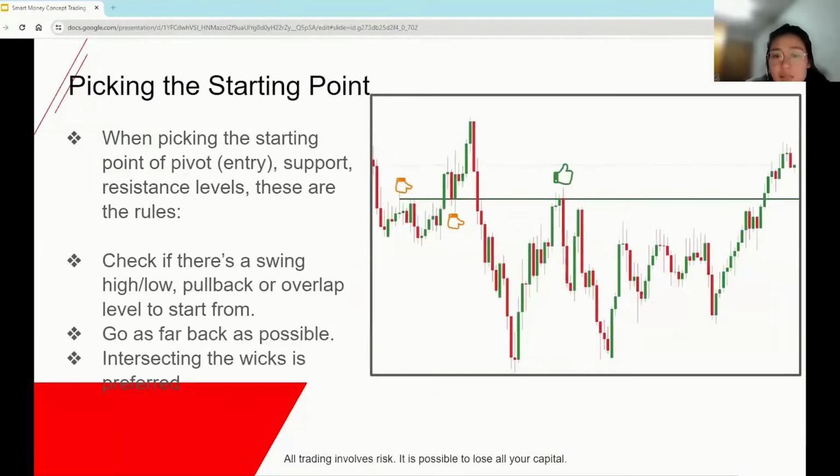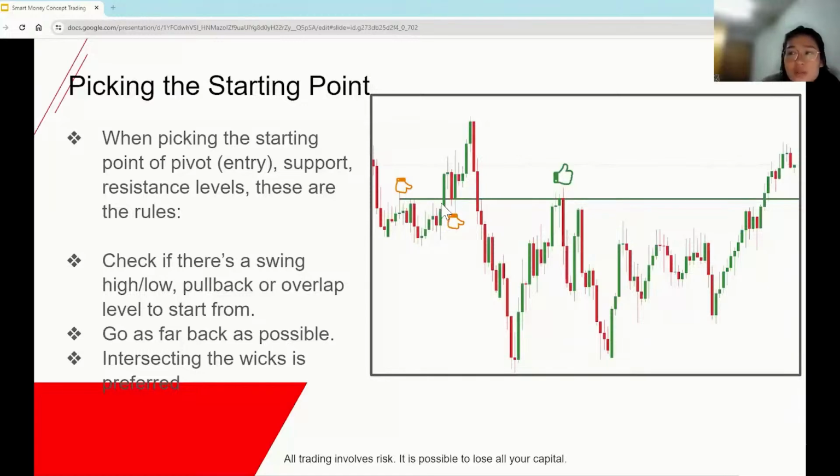So picking a starting point, you want to make sure that you pull it back as far as possible so that you can see how significant these levels are. You can see here where the green thumb is, this is a swing high, but where our orange thumbs are, it's an all right level. But it's not great because it's not a significant enough swing high or swing low.